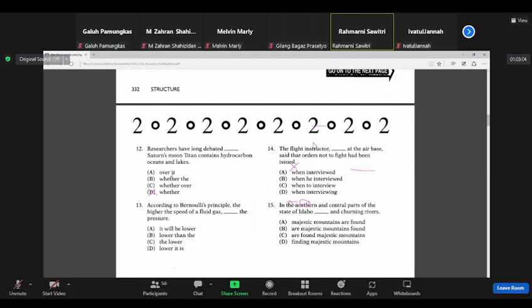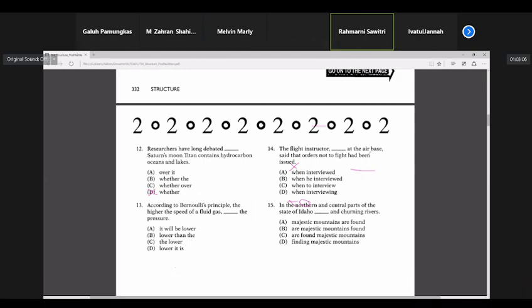And then number 13 we have Muhammad Ardiansyah. Yes, ma'am. Nomor 13 is C. C, yes. Here we have a comparison. The higher the speed of a fluid gas, the lower the pressure. Then number 14.